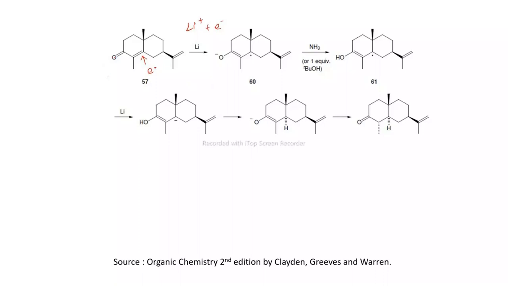Electron will attack in this center and it will form the corresponding anion, and this anion is stabilized due to this type of conjugation. After that, this radical will take another electron and form the corresponding carbanion. After that, this oxygen will take another proton and undergo keto-enol tautomerism, so it will be stable in keto form. So what happened is, in presence of a metal source, we are keeping this keto group intact and we are reducing this double bond.